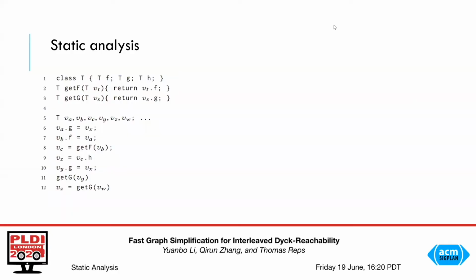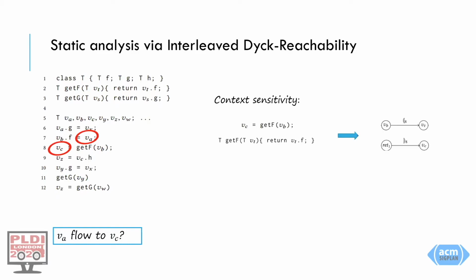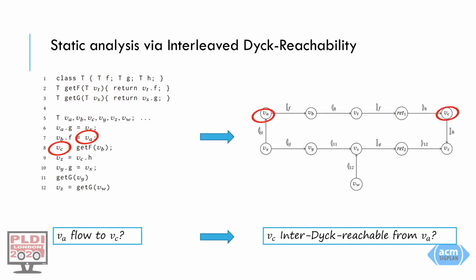In this program, we want to know whether the value of VA can flow to VC. Many program analysis applications use stack reachability formulation to capture matching conditions. Here, we want to track two matching conditions simultaneously. We need one Dyck language to track calls and returns, another one for field assignments and accesses. This requires us to formulate the problem as an interleaved Dyck reachability problem called inter-Dyck reachability.